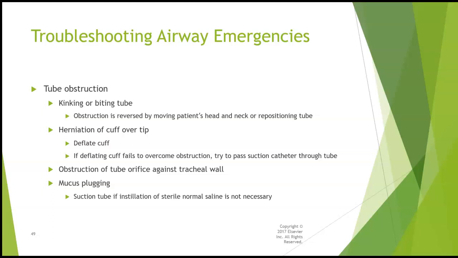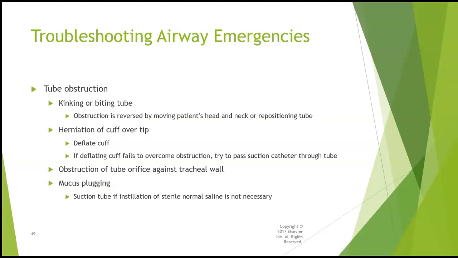So it can happen because of kinking of the tube, or if the patient's biting down on the tube. We can fix the problem by moving the patient's head or neck or repositioning your tubing to fix the kink, or putting in a bite block or an oral airway to prevent the patient from biting down on the tube. You'd have that herniation of the cuff over the tip. I've talked about this in class before. If this happens, you want to deflate the cuff.